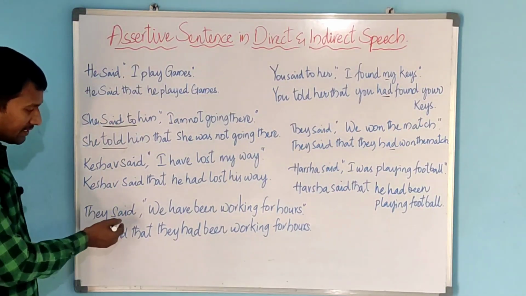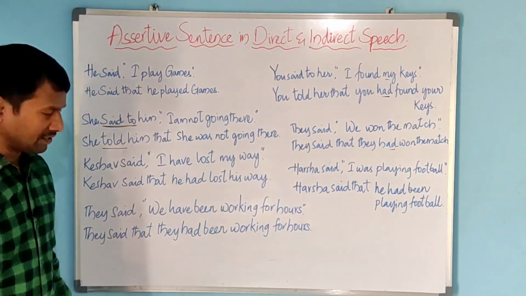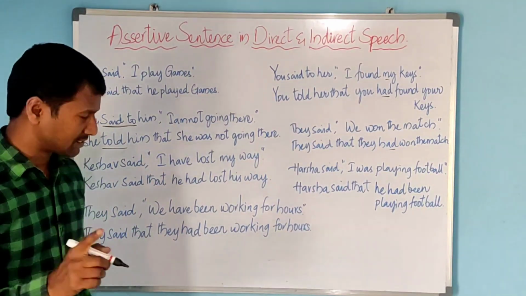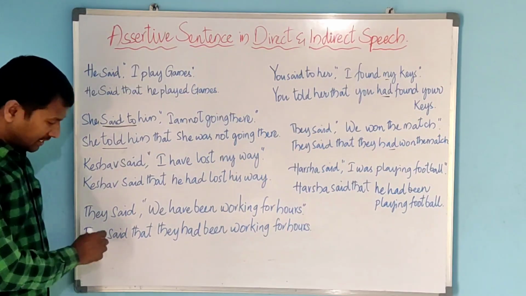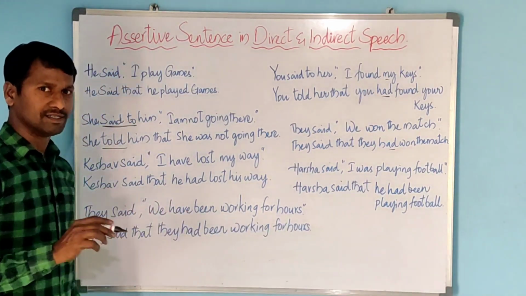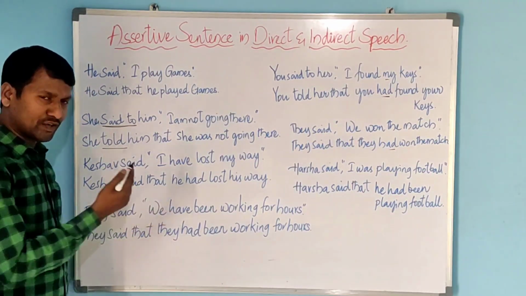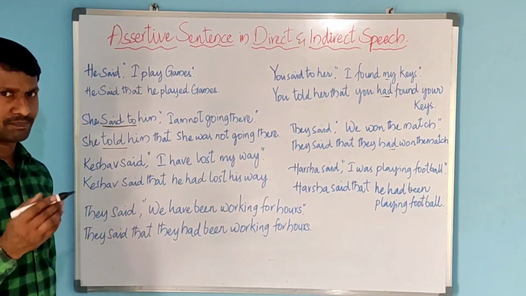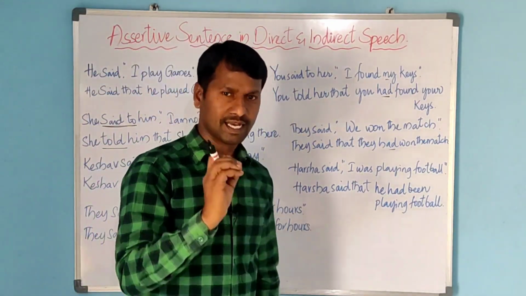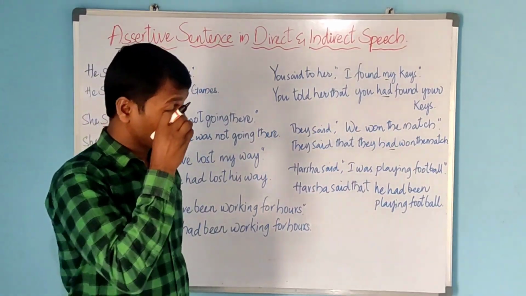See then, they said we have been working for hours. Sentence in present perfect continuous tense. And now the answer is, they said that they had been working for hours. Means here present perfect continuous tense changed into past perfect continuous tense. Here it is simple past tense assertive sentence in direct speech.